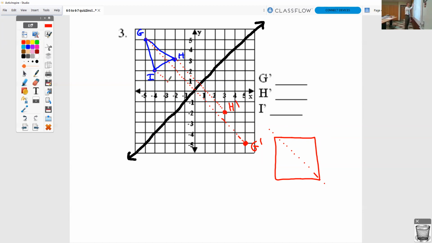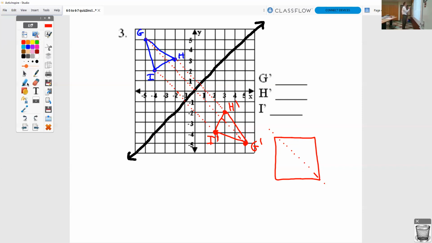I is 1, 2, 3 places diagonally, corner to corner to the line, 1, 2, 3 places diagonally, corner to corner away from the line. This is I prime. Connect your dots, and again, you get that flipped opposite mirror image. We could fold it and they would match up perfectly.